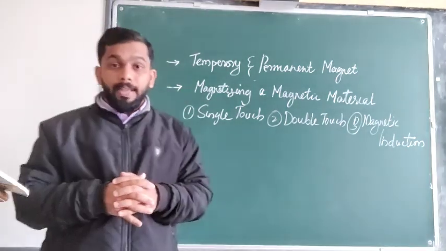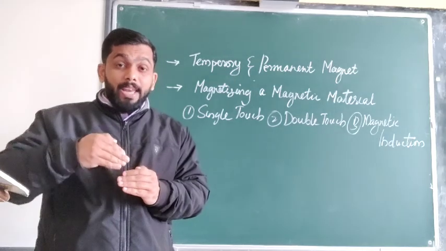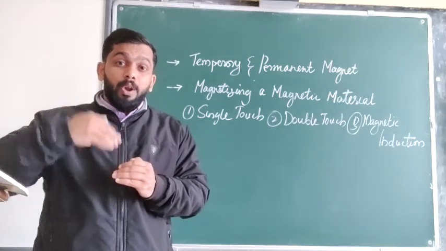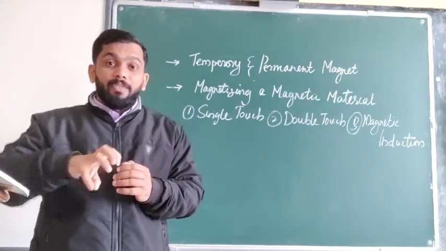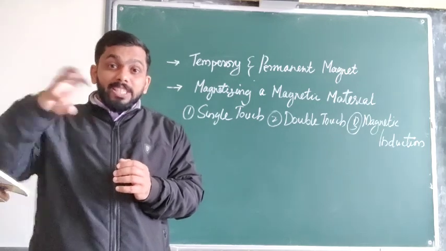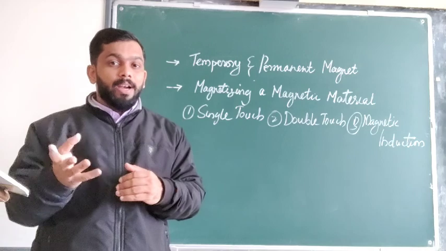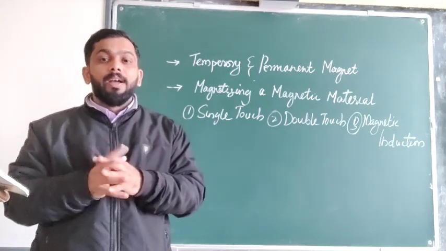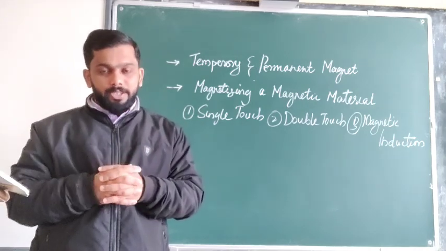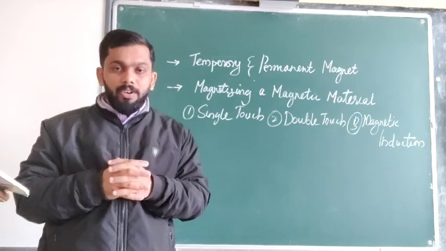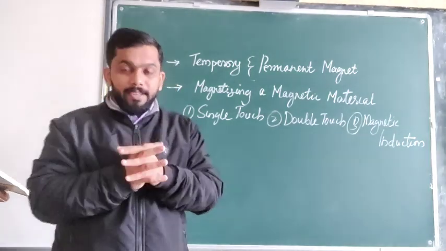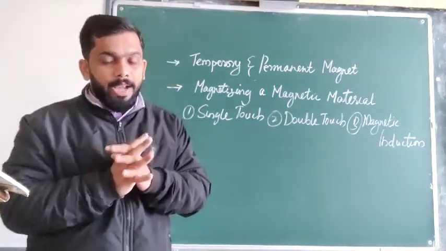Permanent magnets retain magnetic properties for a long time even after we remove the magnetizing forces. Magnetizing forces are provided by either electricity or the presence of an external magnet. This much is clear now. So this is about permanent and temporary magnets.